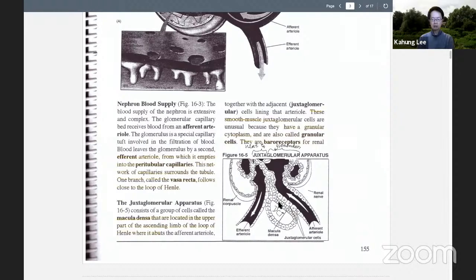The cell on the distal convoluted tubule that has direct physical contact with the juxtaglomerular cell, we call this cell macula densa. So macula densa is on the DCT, the juxtaglomerular cell is on the afferent arteriole, and they are in physical contact with each other. And what does macula densa do? They detect the sodium concentration in the incoming blood. So let's go back to the whiteboard.